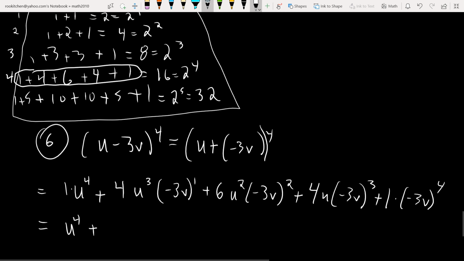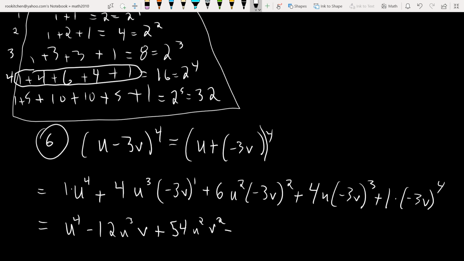So negative 3 times 4, oops, probably want a negative in there. It was negative 12 u cubed v. Negative 3 squared is 9, times 6 is 54. We have u squared v squared. Minus 27 times 4 is 108, uv cubed. Whoops, this should be 108, not 54. Sorry. And then finally plus 81 v to the 4th.